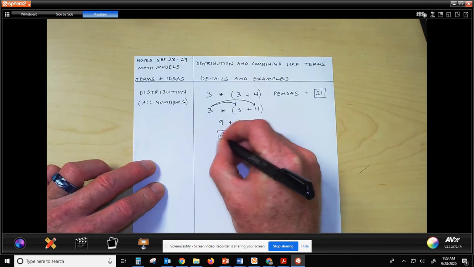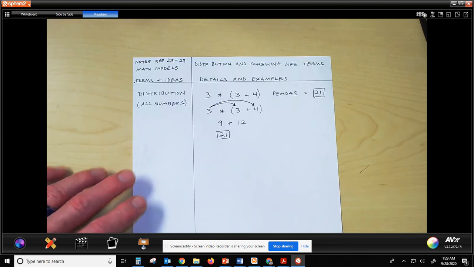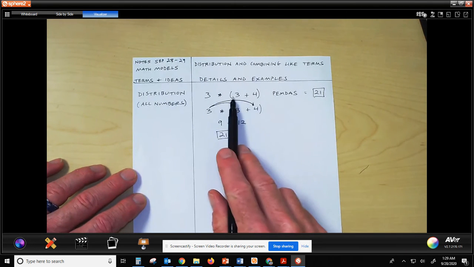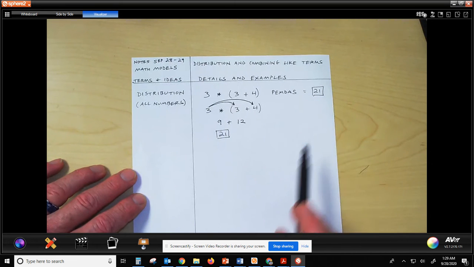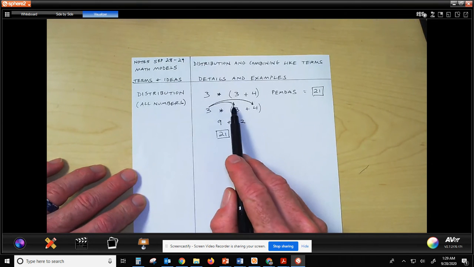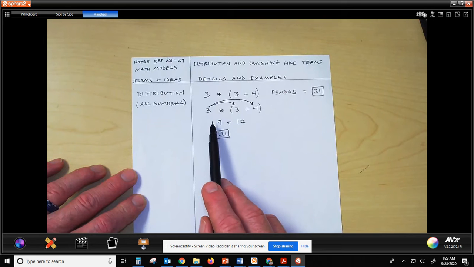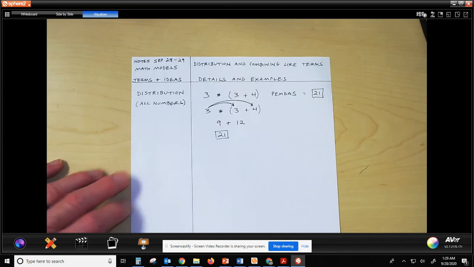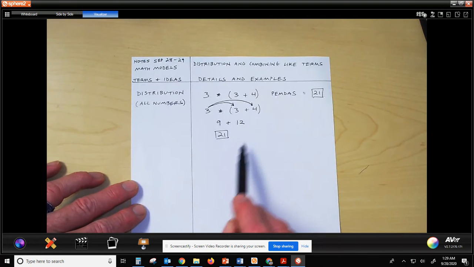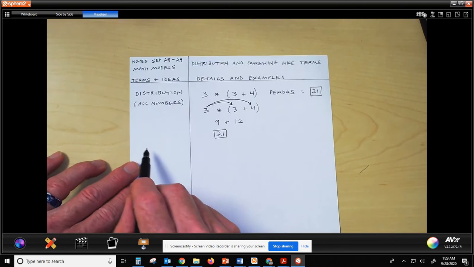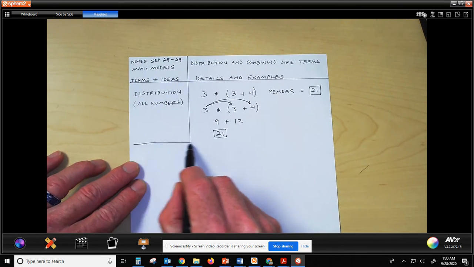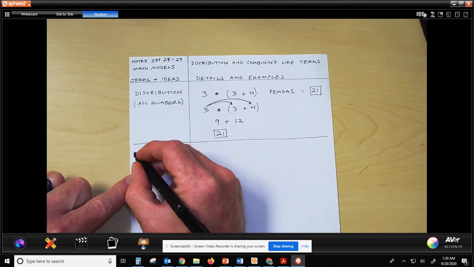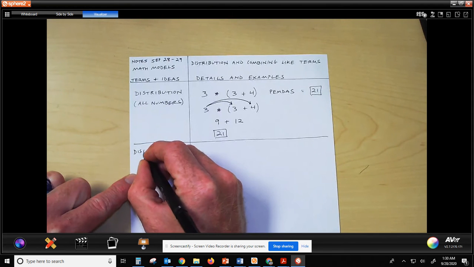21 is the answer. Same, mismo, mismo. PEMDAS would guide me to 21, and distribution takes me to 21 also. 3 times 3 is 9, 3 times 4 is 12. Put those together for 21. So this is like the longer version, but let's cover a case where it's going to be useful. So I'm going to draw a line here, and I'm going to say distribution again.